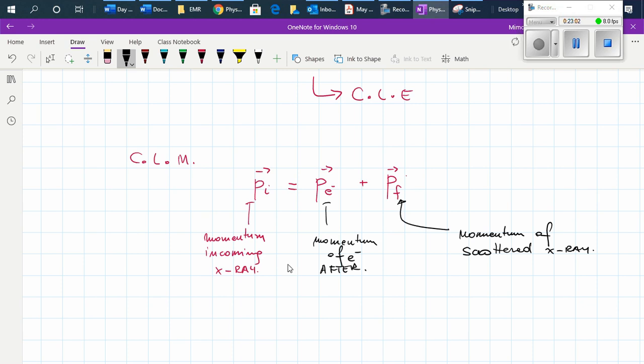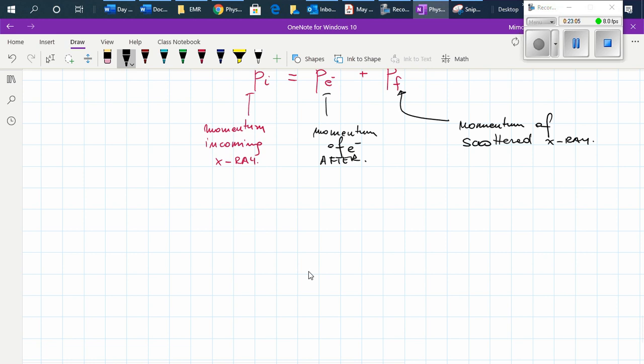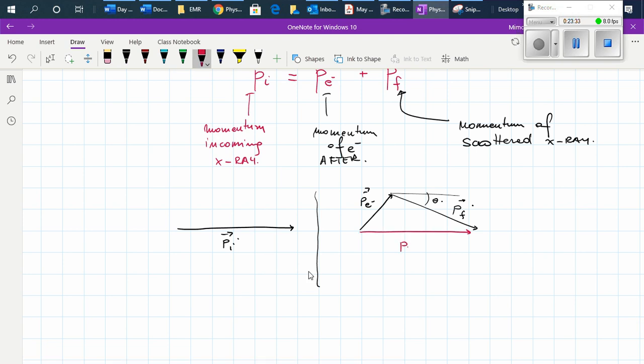So in that picture, what we have is momentum initial. If momentum initial is this one, vectorially, and this is before, and then after we had momentum of the electron and momentum of the scattered photon, creating an angle theta, then this one here will be the initial momentum of the initial X-ray.